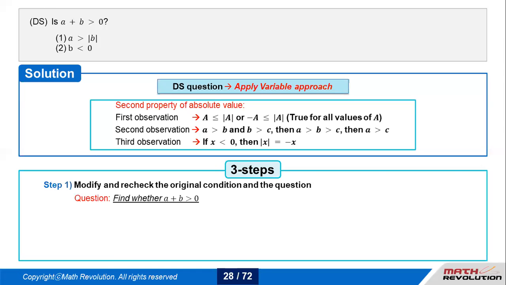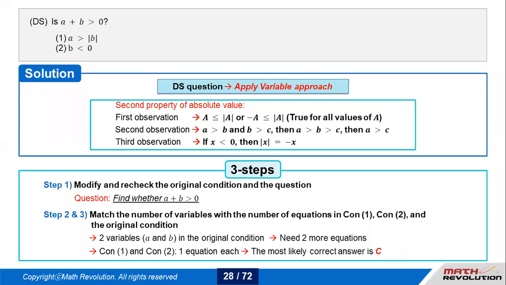If we try modifying here, there's nothing much to modify. It directly asks is A plus B greater than 0. It could be A greater than minus B, nothing more than that. I'm not landing up on any particular condition as such. So I'll quickly go ahead and check the number of variables. In the original question, A plus B, I get 2 variables. And now I need 2 more equations to solve. So my answer should be C.